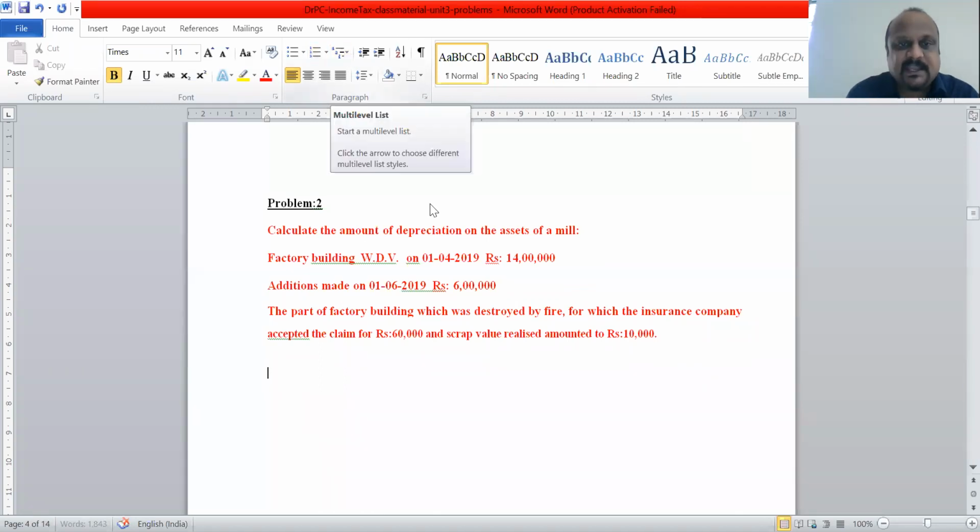What is the allowable rate of depreciation for this factory building? It is 10%. If the building is used for housing or some other purpose, then it is 5%. If it is a factory building, then it is 10%. Plant and machinery is 15%.